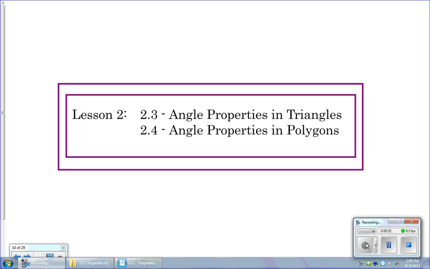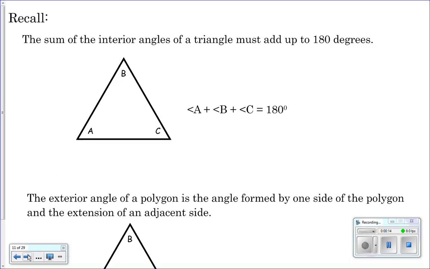Okay, guys, so this is lesson number 2 for Learning Guide 1. We're going to talk about angle properties in triangles, angle properties in polygons. And I'm going to split this one up into part A and part B, just so they're not quite so long. All right, so first of all, just a little bit of recall information.